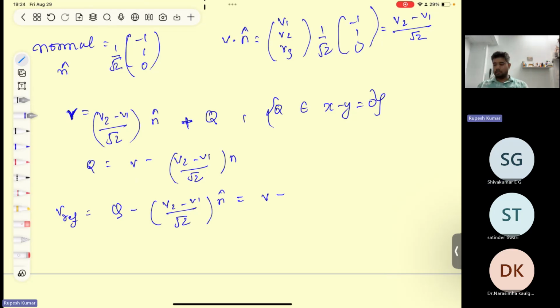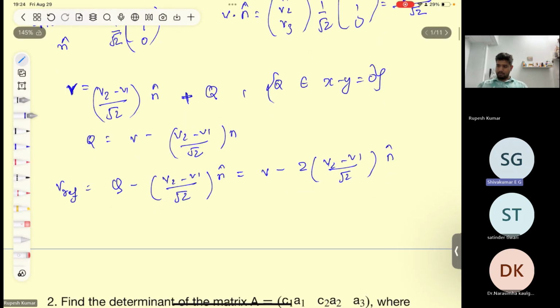This is correct. So v reflected is v minus 2 multiplied by v2 minus v1 by root 2 in the n cap direction. Everyone, do you agree with this? If you have any doubt, please tell me right now.